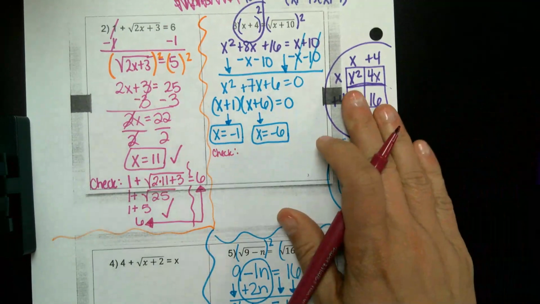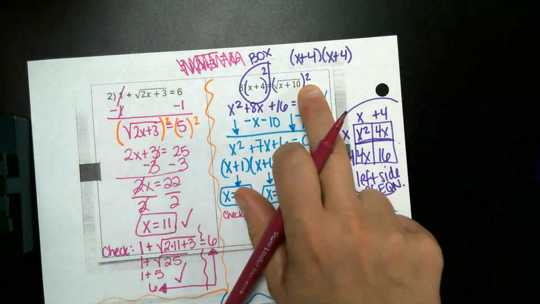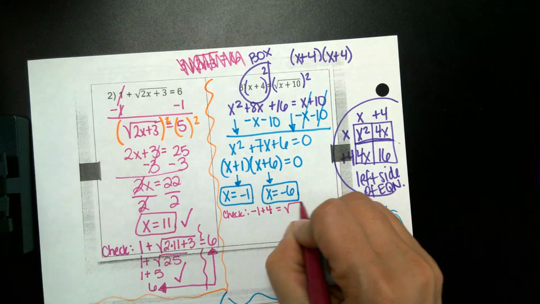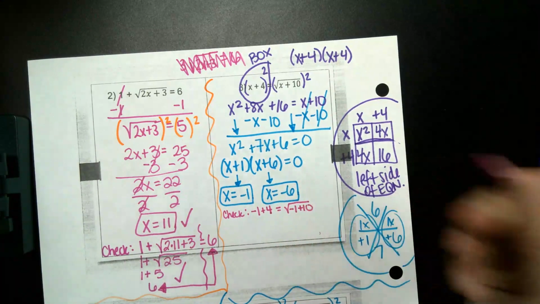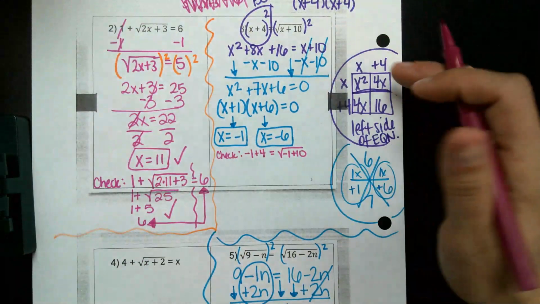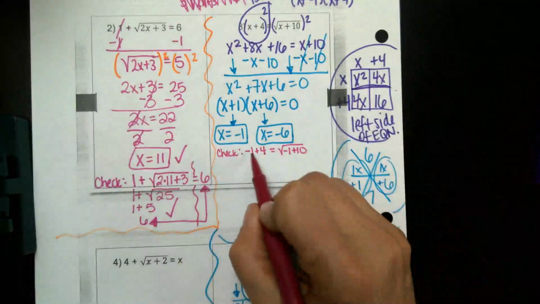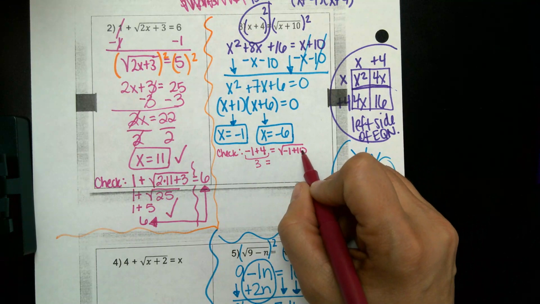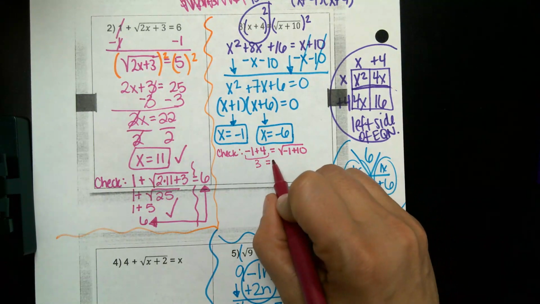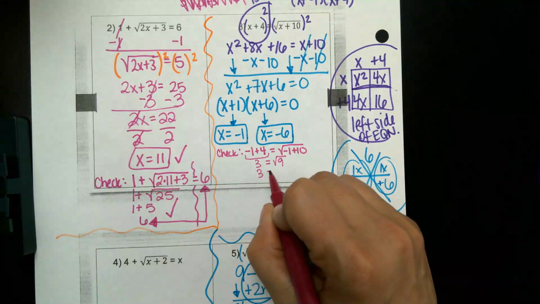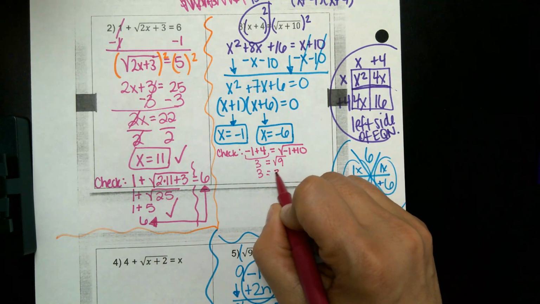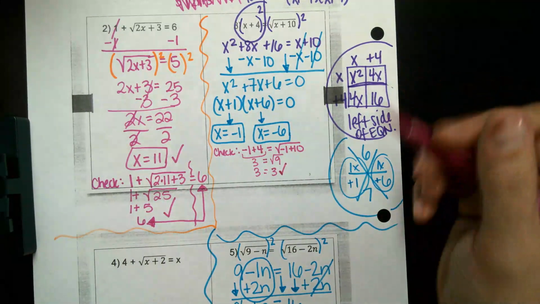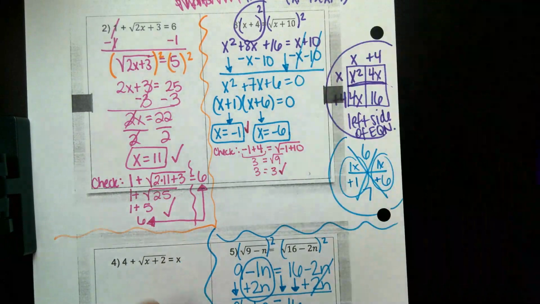So I'm going to start with the -1. So I'm going to go back to my original, and I would write -1 plus 4 equals, and then under the radical, -1 plus 10. I just plugged in a -1 wherever I saw the letter x. What's -1 plus 4? Okay. Now on this side, what's -1 plus 10? And what's the square root of 9? Okay, so is that one true? Yep, that one is true. So the answer of -1, that's a good one.